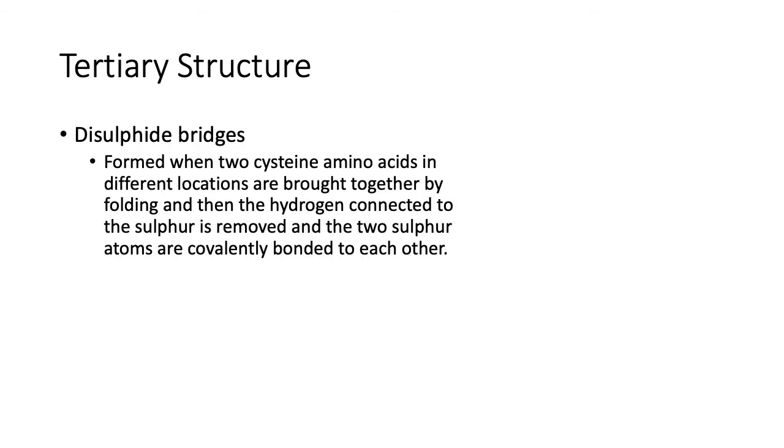So disulfide bridges, what are they? They form when two cysteine amino acids in different locations are brought together by folding, and then the hydrogen connected to the sulfur is removed, and then the two sulfur atoms are covalently bonded to each other. That's a redox reaction, but let's have a look.